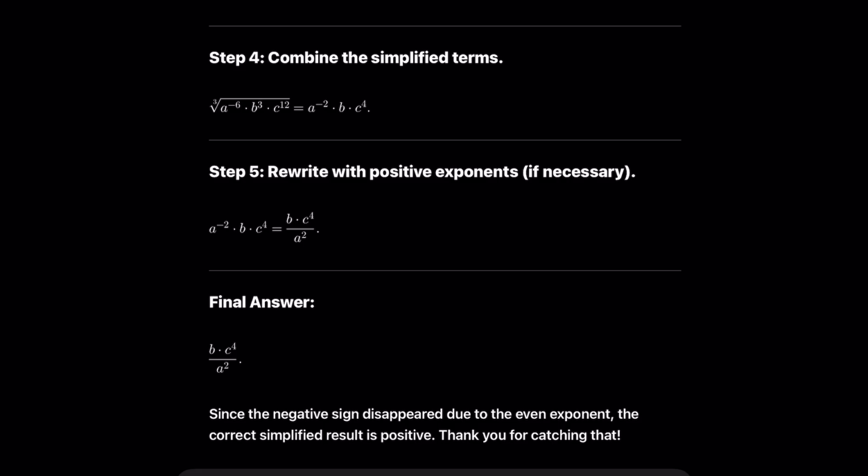So do not blindly trust ChatGPT for your maths question. Always go step by step and check the answers yourself.